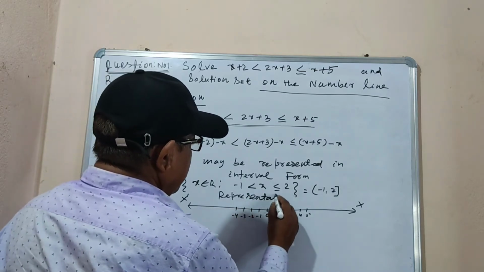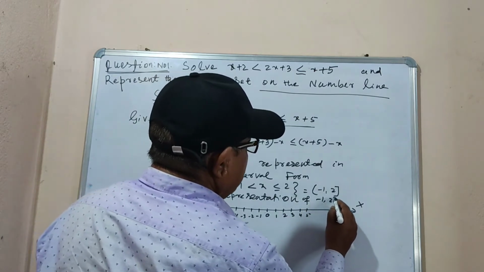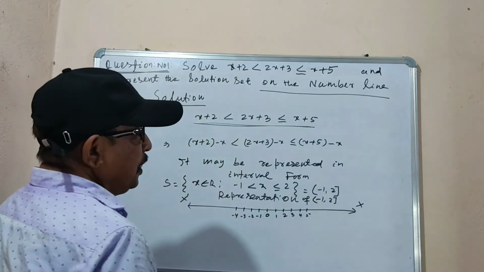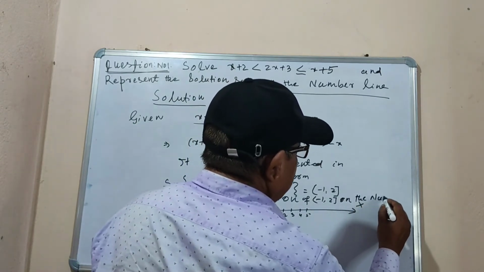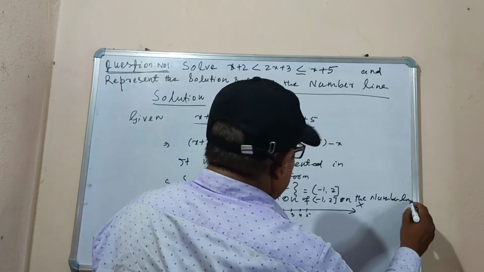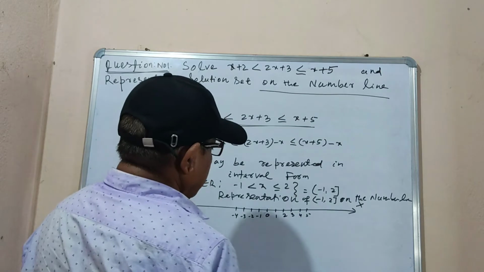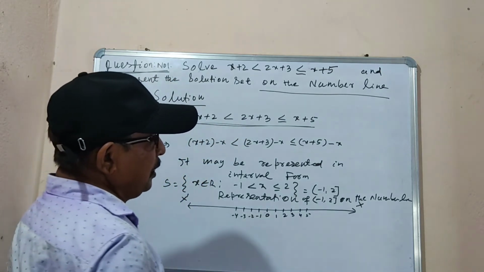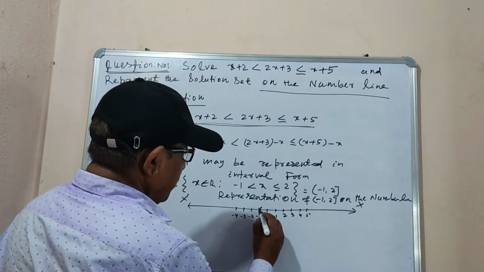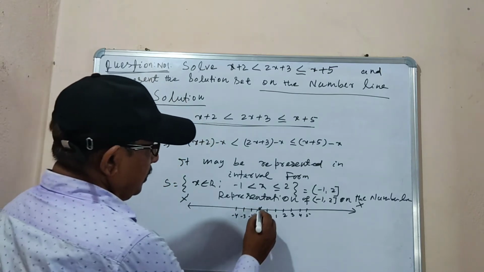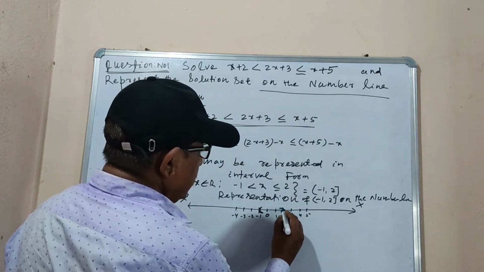Representation of minus 1, 2 open interval on the number line. This is the number line, this is an open interval, open at minus 1 and closed at plus 2. This is minus 1, open, excluding minus 1, we write it like this, and plus 2 is a closed interval.